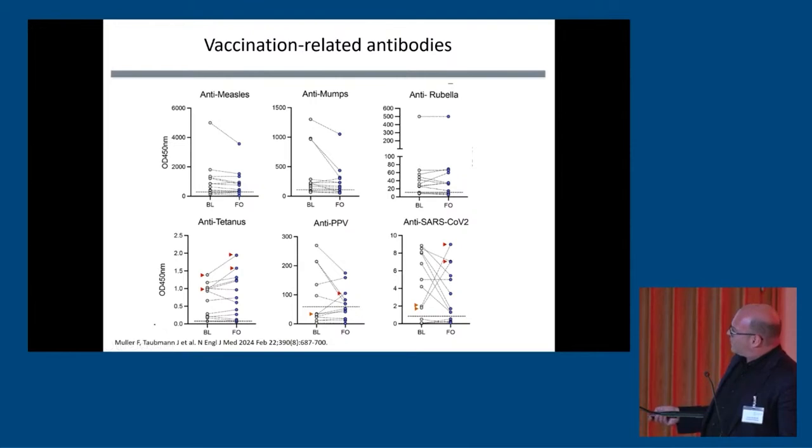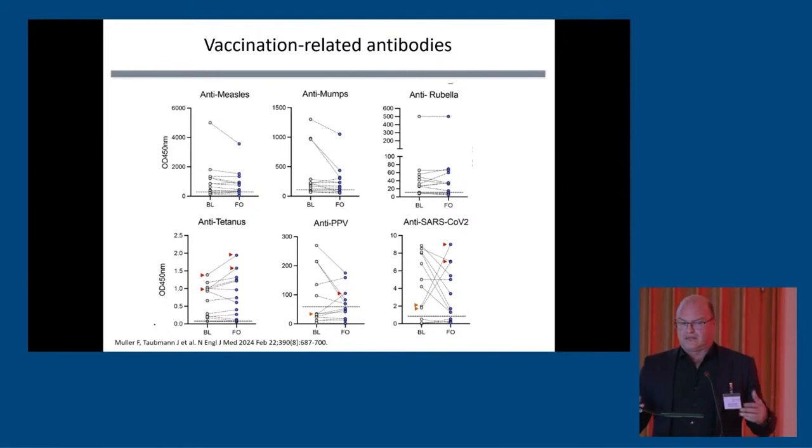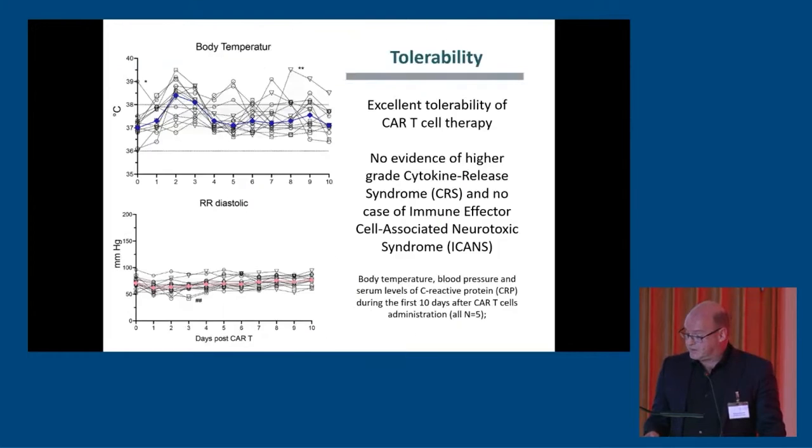titer. What is also remarkable is that when you vaccinate, and this is indicated by the red arrowheads, so these were actually vaccinations which are done by the family physician, the patient responds. So when the B cells are back and you vaccinate, you can still get an adequate humoral response.